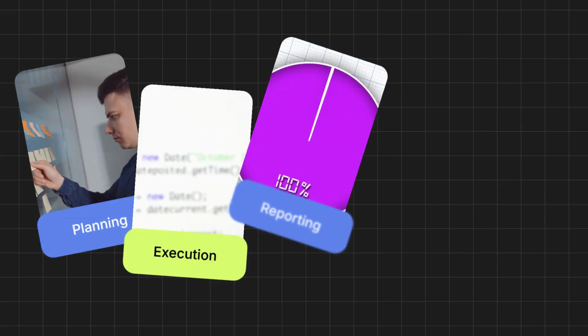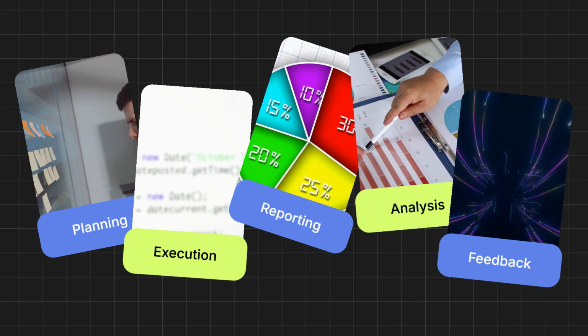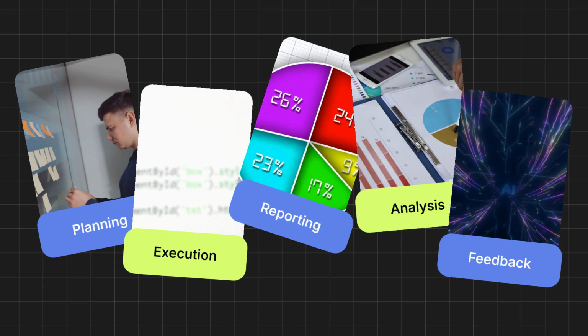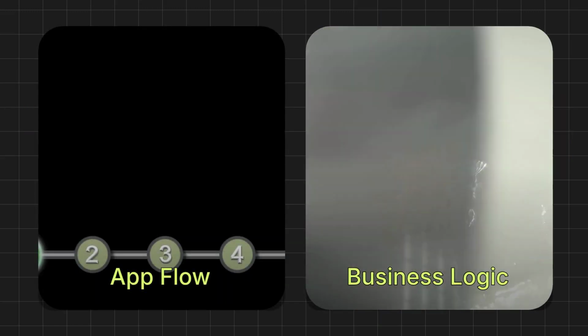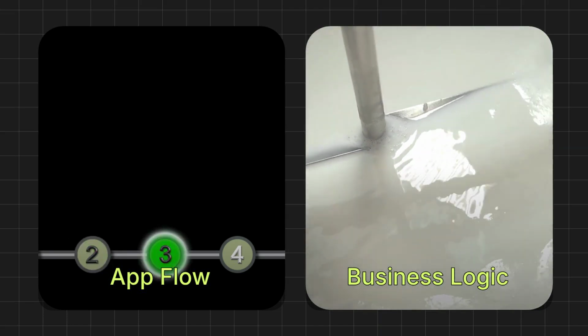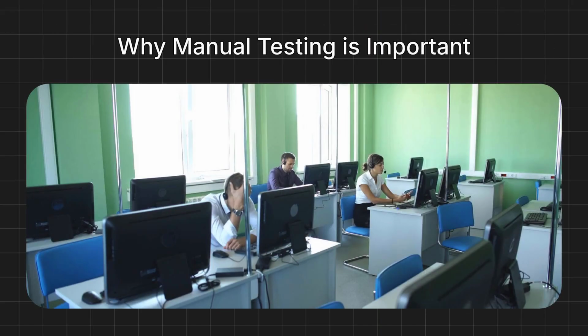We perform manual testing to ensure the application is functioning as per the requirements, especially during the initial phase, when automation cannot be implemented from day one. Also, during manual testing, testers gain deep understanding of the application's flow and business logic, which becomes very helpful when writing automation scripts later.